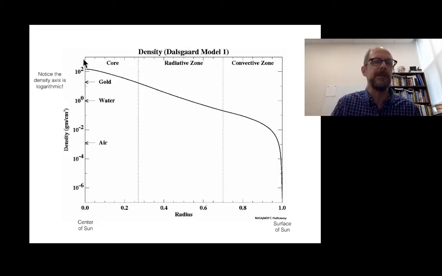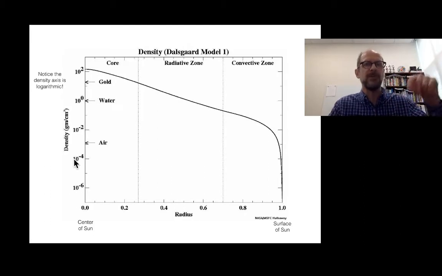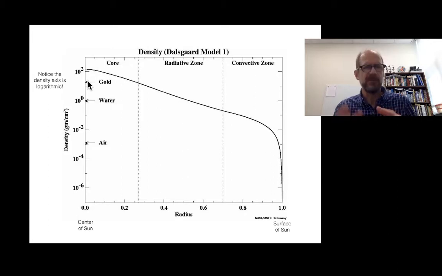Now let me introduce this graph a little bit. The vertical axis is density in grams per cubic centimeter. And notice that it's a logarithmic scale. So this is 10 to the minus 4, 0.0001 grams per cubic centimeter. Air here on the Earth is about 10 to the minus 3, 0.001 grams per cubic centimeter. Water is 10 to the 0, or 1 gram per cubic centimeter. And gold is like 13 grams per cubic centimeter, something about there. Lead and gold are among the most dense materials on the periodic table. So this is a logarithmic scale.